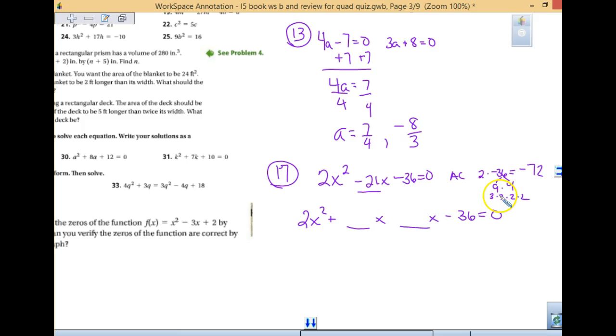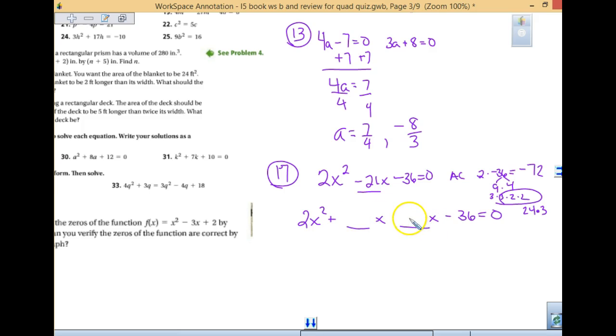Can I go 4 and 18? No. What do you have? Anyone have it? Bryce, got it? 24 times 3. So in this case, we have 6 times 4. If we're looking at that, we have 24 times 3. We have to get negative 21. Which one has to be positive? 3. And which one do we want to put first?